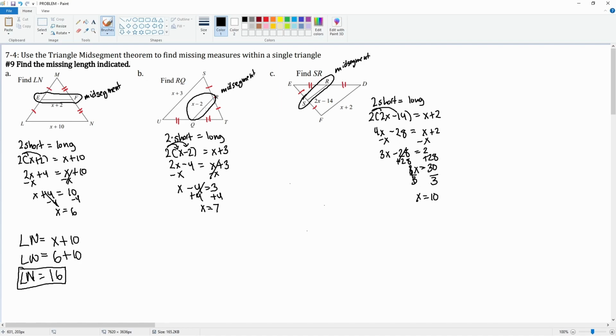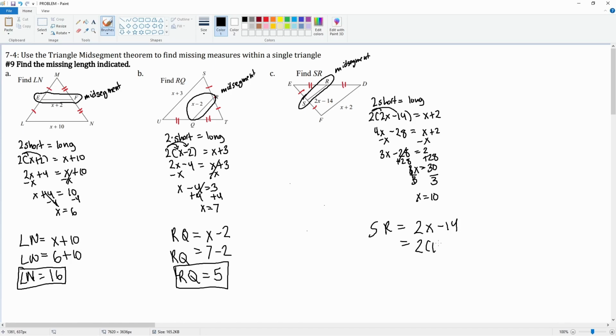Okay. For B, it is RQ. RQ in this problem is x minus 2. So we substitute that 7 in. So RQ is 7 minus 2, which is just 5. And the last one, we want to find SR. SR is equal to 2x minus 14. Substitute that 10 in for x because that is what we have. SR is 2 times 10 minus 14. 2 times 10 is 20 minus 14, which is going to be 6. That is what SR is equal to, 6.